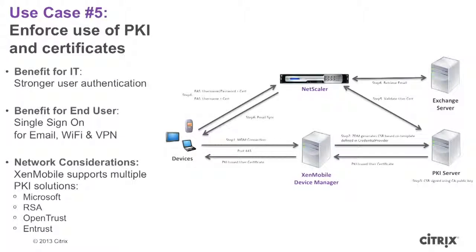Basically the way this works is when the device is enrolled, the XenMobile Device Manager will query the PKI server. It will then deliver the cert to the device. And then as the device is trying to authenticate, let's just say in this specific example that I have here on the screen, they're trying to access email. They'll go through the NetScaler. NetScaler will query the PKI server, validate the cert, and then allow the user to exchange and retrieve email.